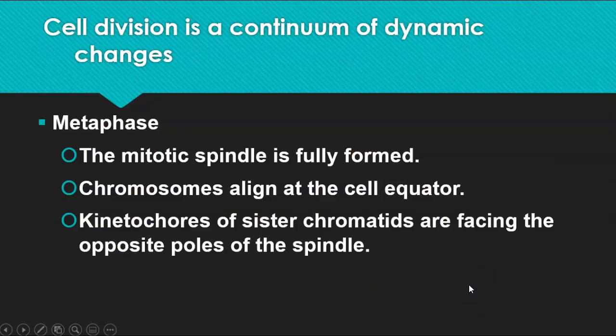Metaphase: meta means middle, okay? In metaphase, you've got the fully formed mitotic spindle. You've got the chromosomes that line up at the cell equator, because basically they've moved to the middle of the cell. And then the kinetochores of the sister chromatids are facing opposite poles. The kinetochores are places where the microtubules attach, and they're facing the opposite poles of the spindle.